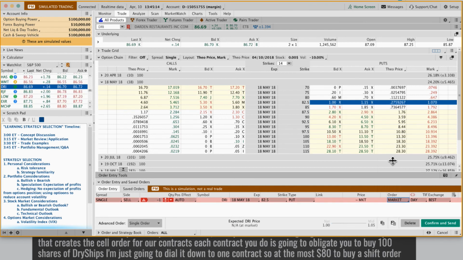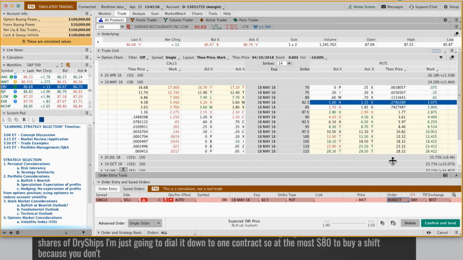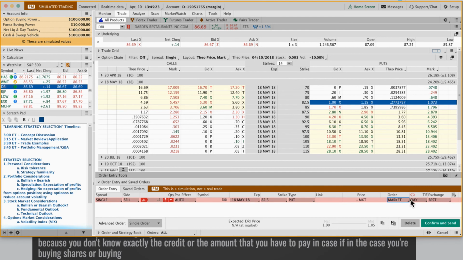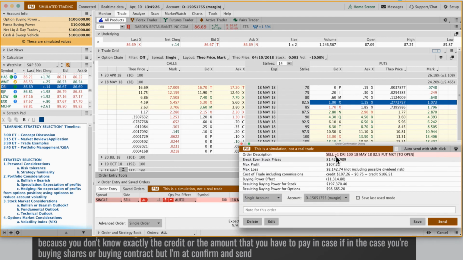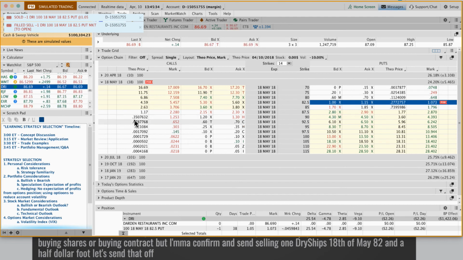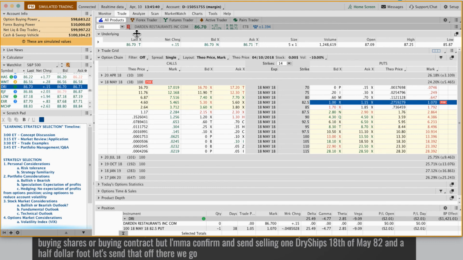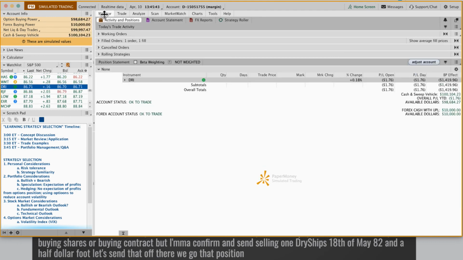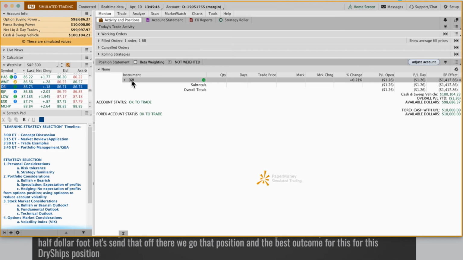Yep, there's a risk when you submit market orders because you don't know exactly the credit or the amount that you'll have to pay in the case of buying shares or buying contracts. But I'm going to confirm and send. Selling one dry ships, 18th of May, $82.50 put. Let's send that off. And there we go. All right. So we're now in that position. And the best outcome for this dry ships position is for that stock price to start to climb. Right? That's why we looked at the charts.